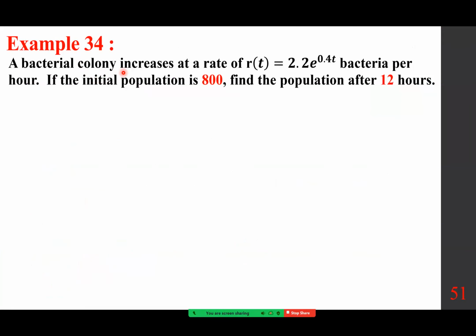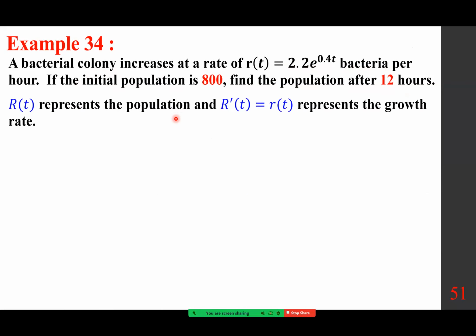A bacterial colony increases at the rate of r of t equals 2.2 e to the power 0.4t bacteria per hour. If the initial population is 800, find the population after 12 hours. So we are going to explain what is given. Let capital R of t represent the population, and capital R prime is the same as lowercase r of t, which represents the growth rate. And of course, the initial population is R of 0.